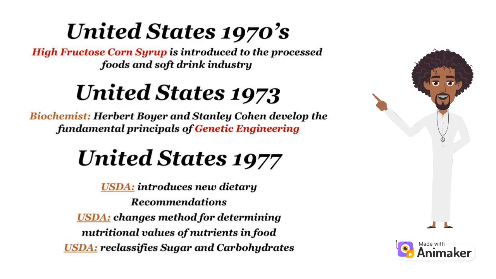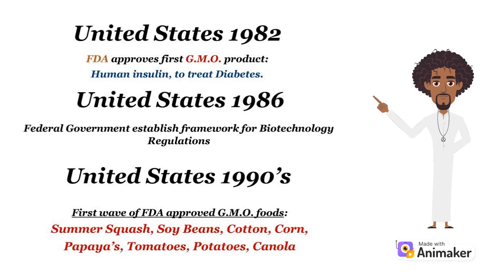USDA classifies man-made sucrose and starch as being sugars, then reclassifies all sugars as being carbohydrates. United States, 1982. FDA approves first GMO product. Human insulin, for the treatment of diabetes. United States, 1986. Federal government establishes framework for biotechnology regulations.